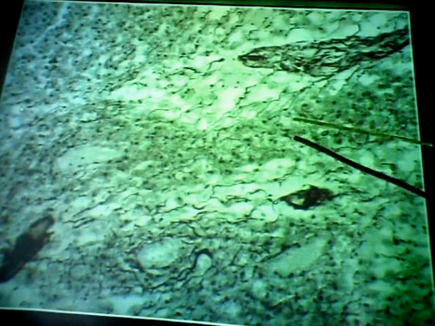Okay, one last thing. Another slide that I showed you. Now this is another view of a lymph node. This has been specially stained, and it shows you the reticular fibers, which are these black wavy lines that you see here.